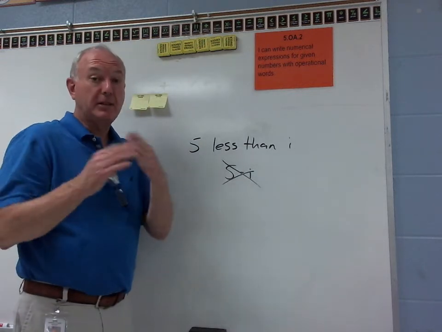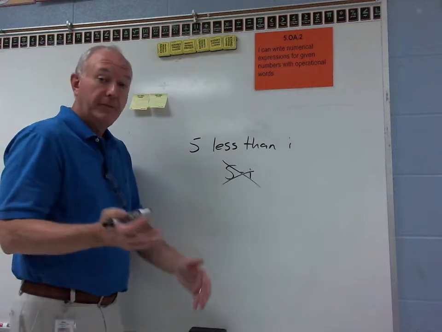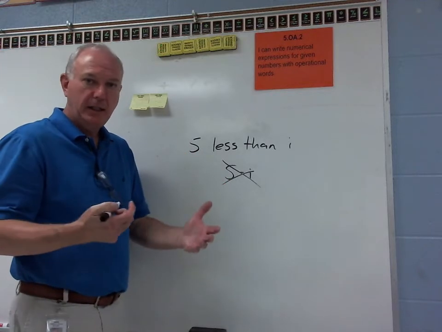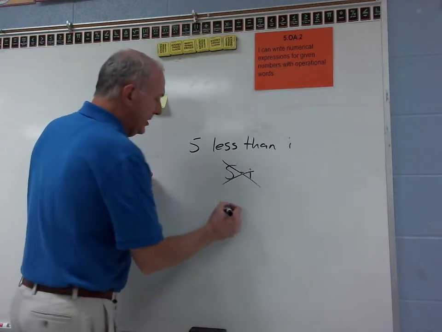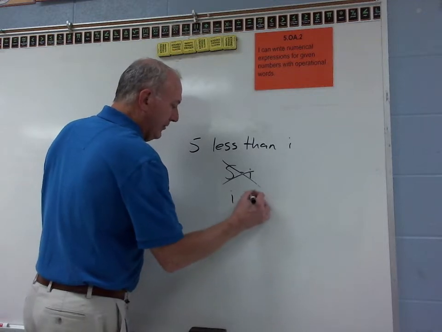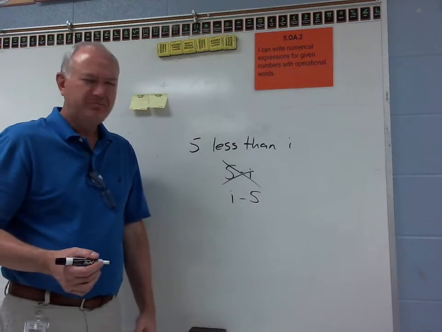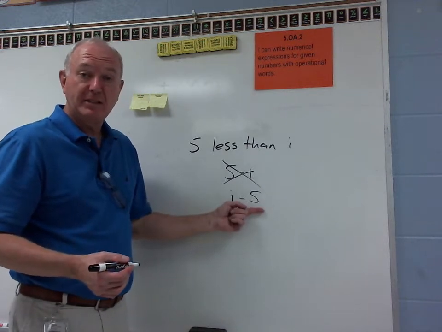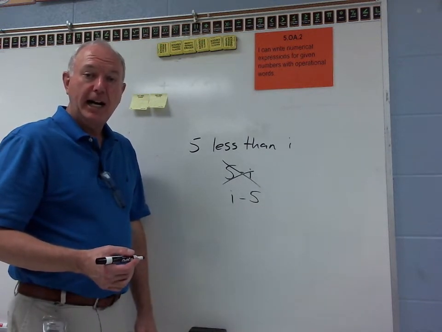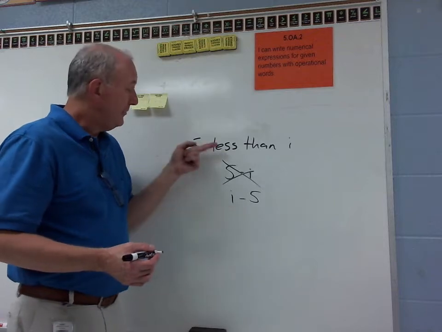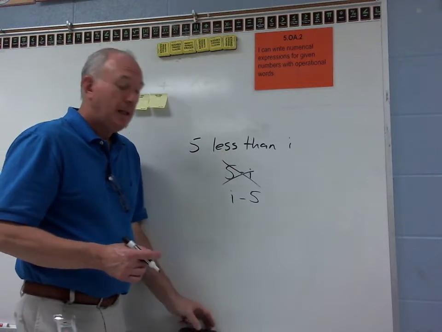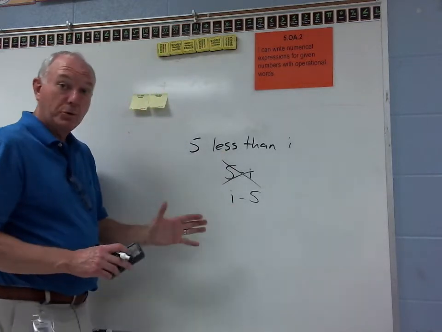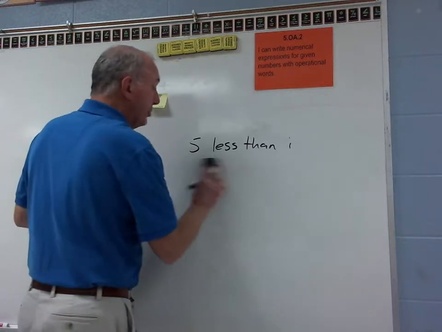Remember, when you subtract, you got to be very careful about the order. If I'm taking away 5 from I, it's I take away 5. That's not a good intermediate way of saying that. We say I minus 5. Okay? I minus 5. That's how you write 5 less than I. Okay? Keep that in mind. Order when you subtract is very important.